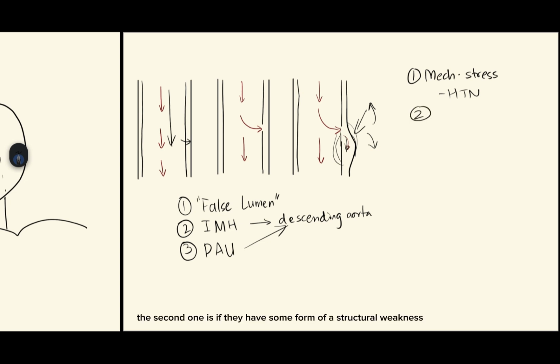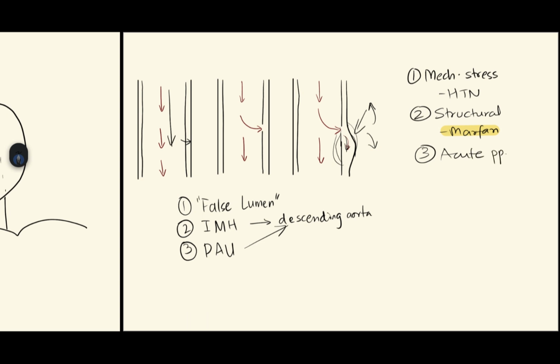The second one is if they have some form of structural weakness or some kind of genetic weakness. We see this most in Marfan syndrome, okay, where there is a mutation in the gene leading to abnormal elastic fiber formation in the media. This is the most common connective tissue disorder associated with acute aortic dissection and often tested in boards. But other genetic causes like Turner syndrome and Ehlers-Danlos syndrome can also cause defective connective tissue and hence lead to aortic dissection. And the third one is any form of an acute precipitant.